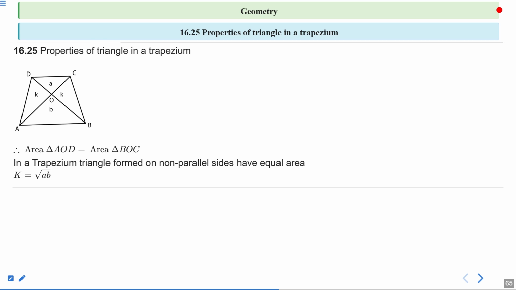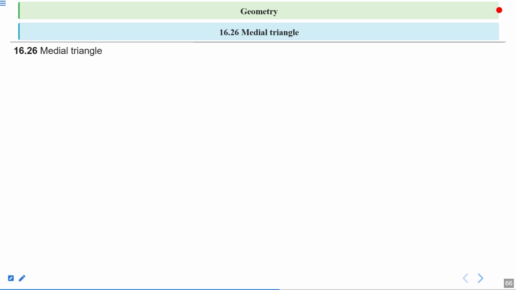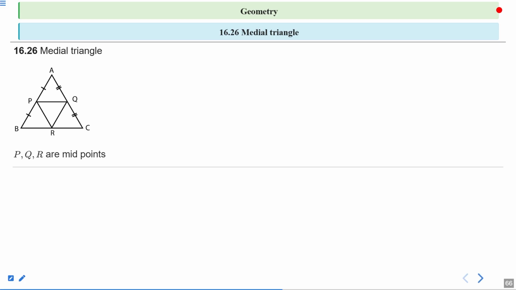Next one. Medial triangle. So this is the medial triangle in which P, Q, R are the midpoints of the sides AB, BC and AC. So all these triangles are equal in area. Triangle APQ, triangle PBR, triangle PQR, triangle QRC have equal area. Next one.